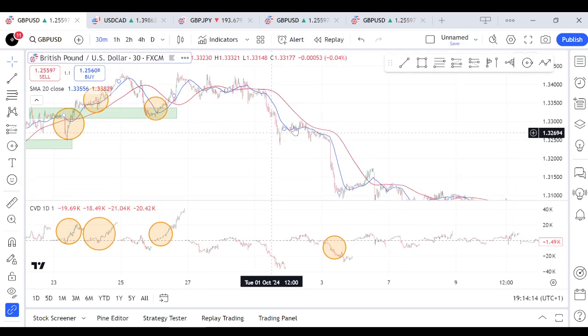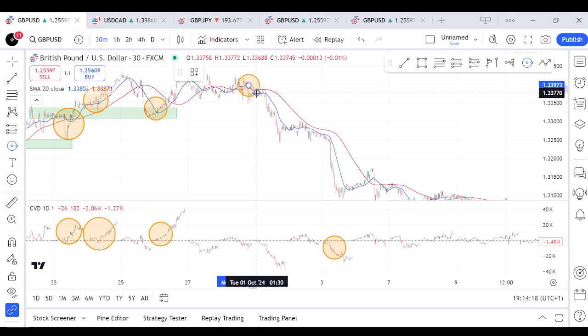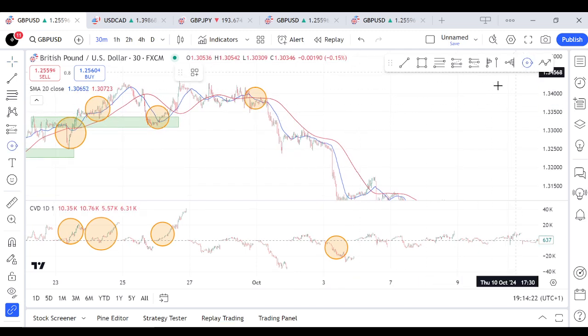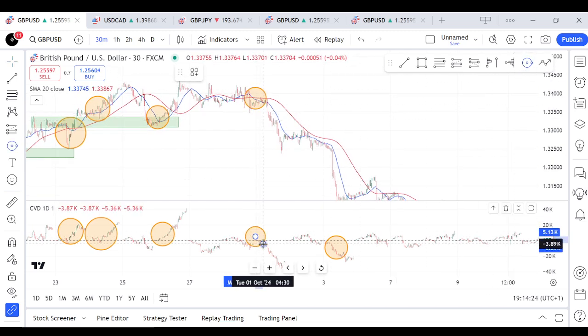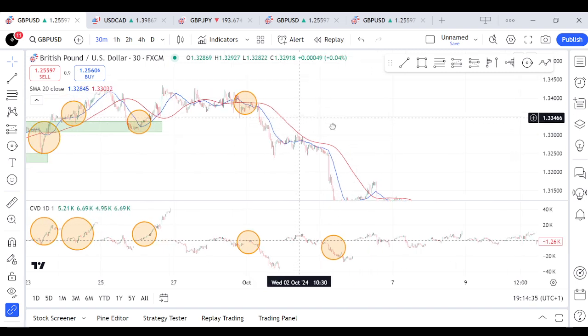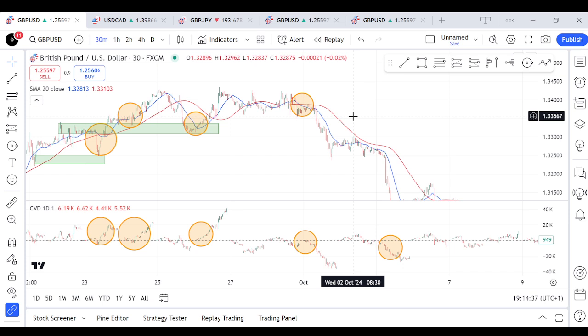And the same thing happened when the selling pressure was increasing, also with the CVD going below the zero line. You can see CVD giving us increasing selling pressure, and it happened almost exactly at the same time as the moving average cross. So that is how you can use the cumulative volume delta to trade.